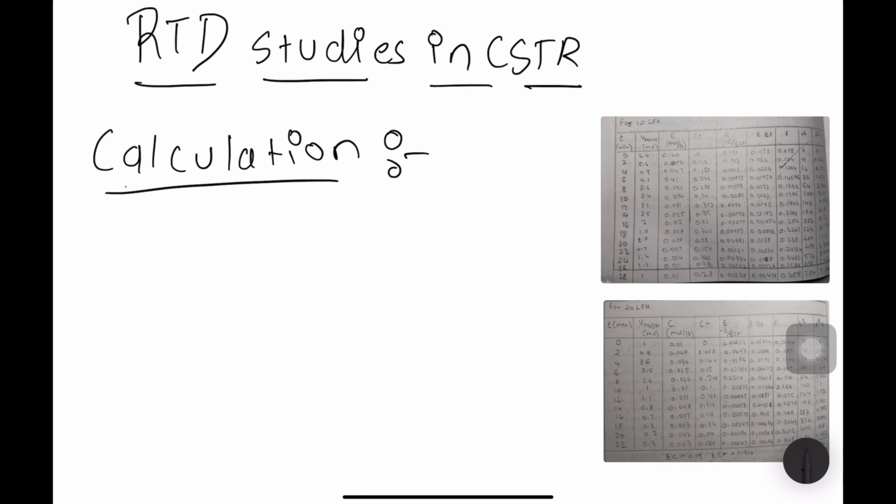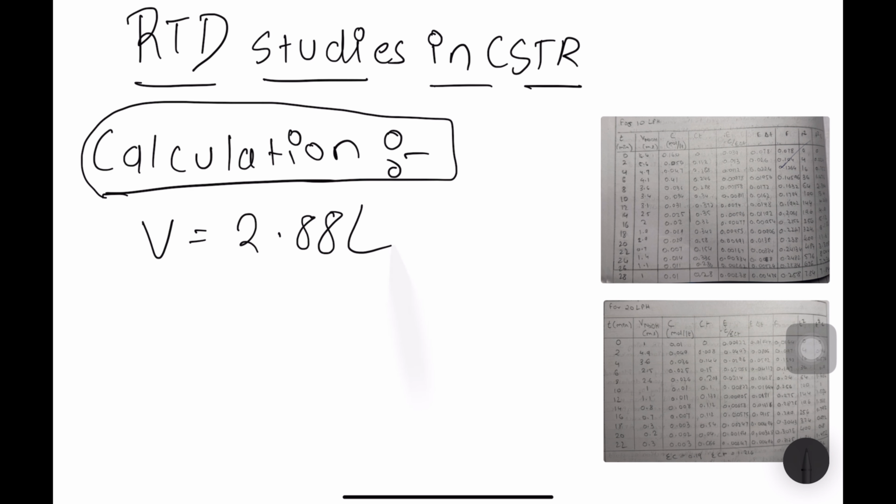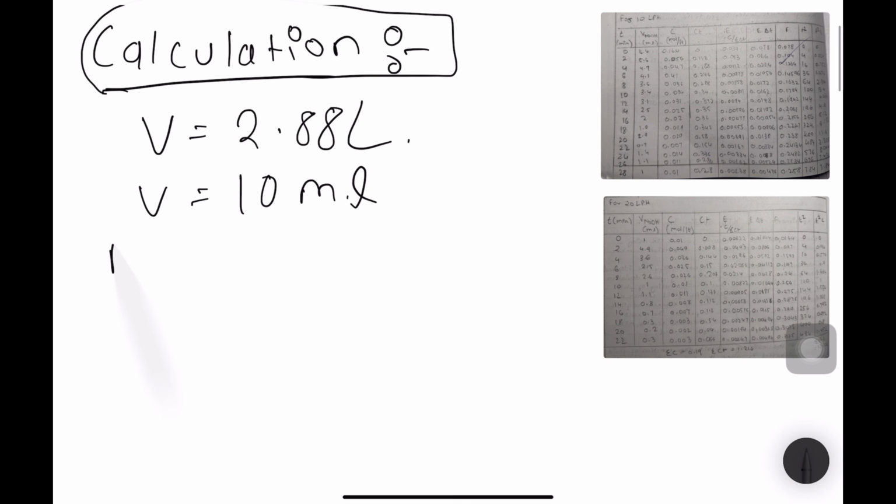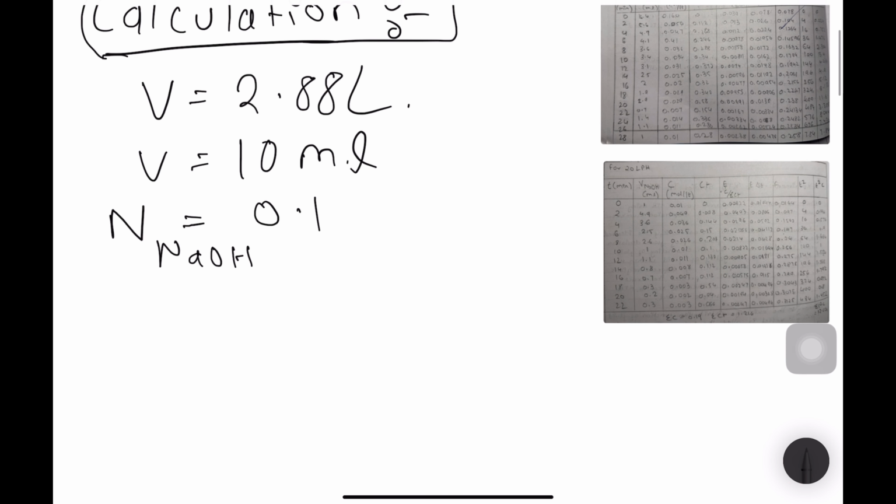So today we are going to see the calculation part of RTD studies in CSTR. First, let's mention the known values in the RTD studies of CSTR. The known values are, first of all, the volume of the reactor, which is 2.88 liters. Next, the volume of sample we are going to take is 10 ml. Also, the normality of NaOH would be 0.1. Now let's start with the calculation part.